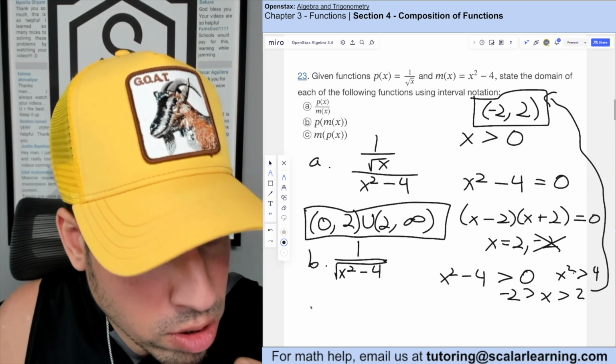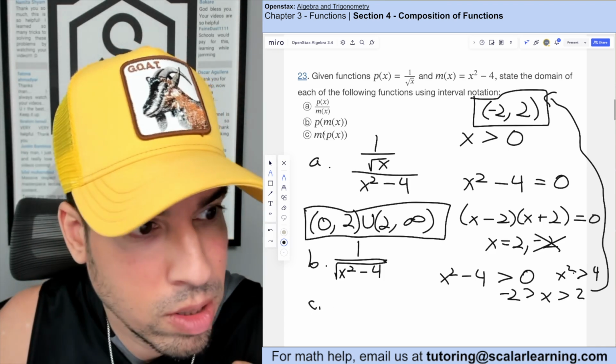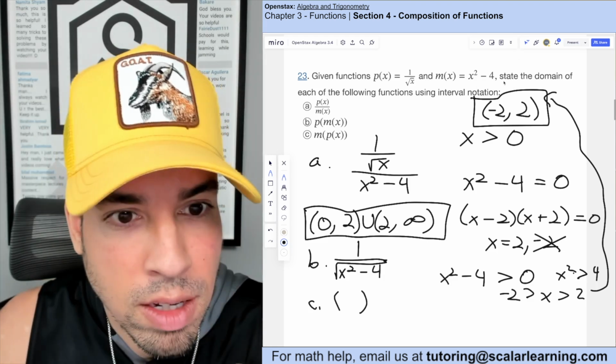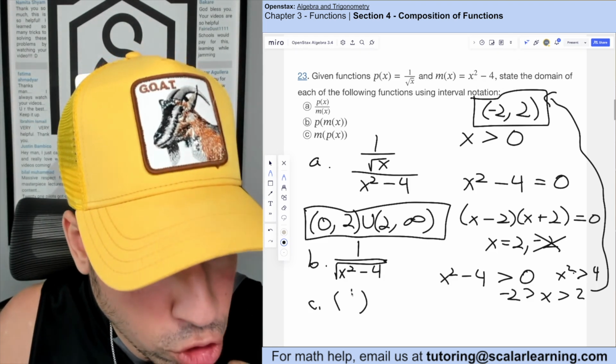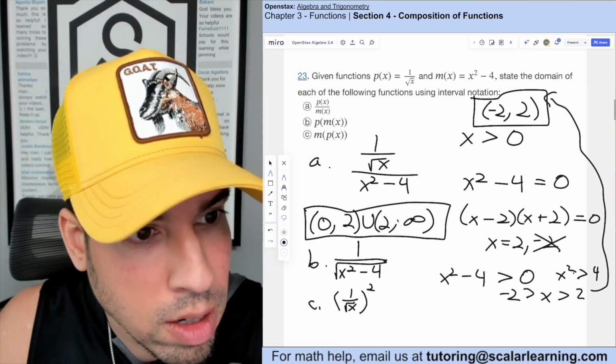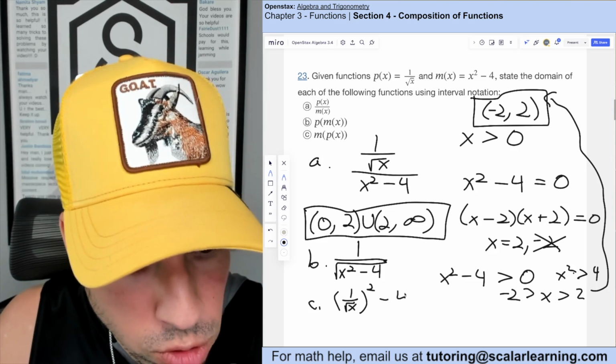Last but not least, for part C, we're going to quickly write this up here. This is going to be m of p of x. So I'm replacing that x with p of x, which is 1 over radical x, squared, and then it's, of course, minus 4. So I'm going to leave it like this.